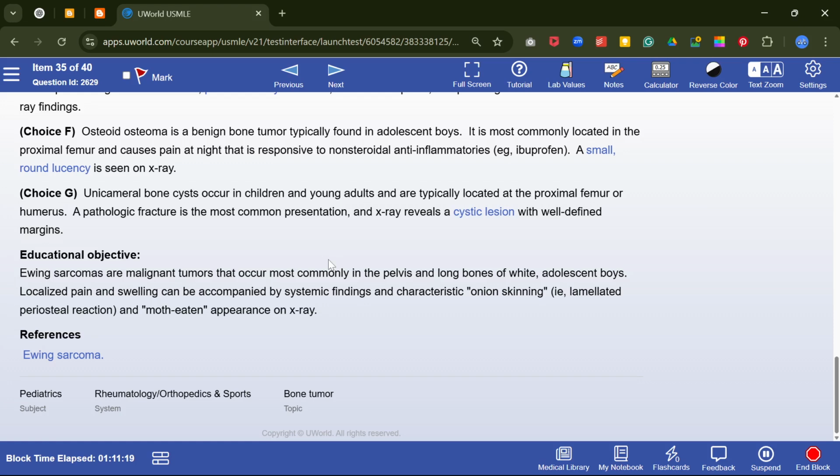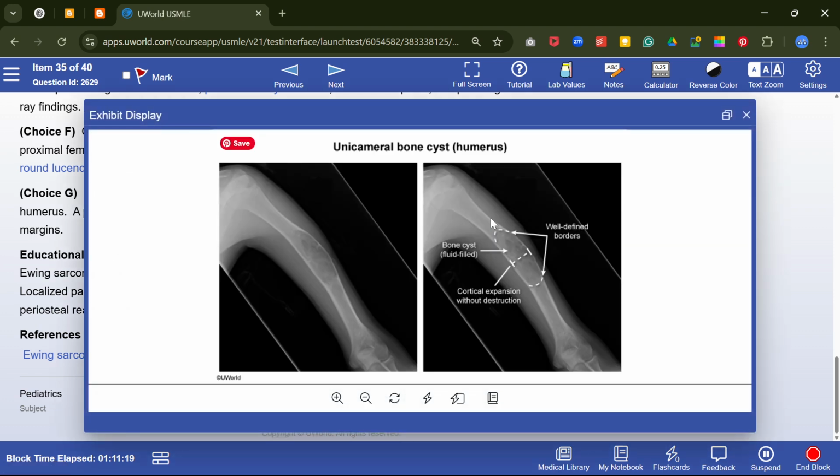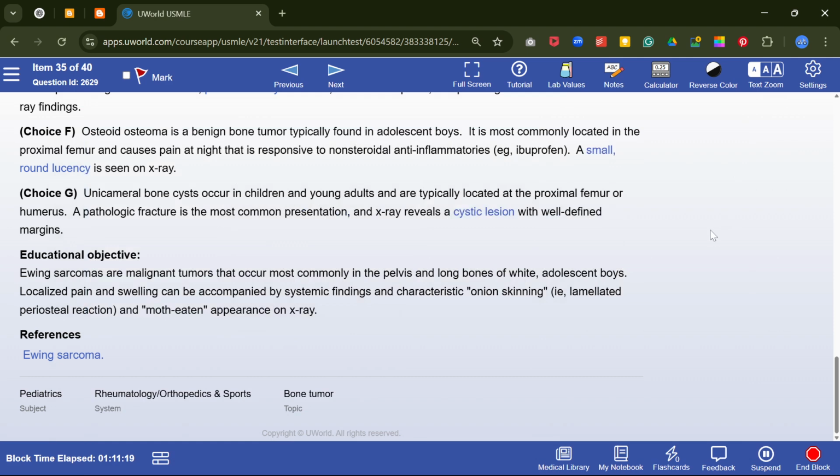Unicameral bone cysts can occur in children and young adults and are typically located in the proximal femur or humerus. A pathologic fracture is the most common presentation. X-ray reveals a cystic lesion with a well-defined margin.